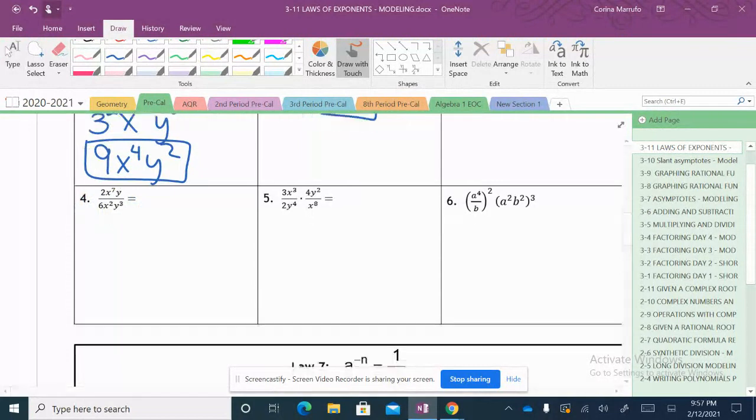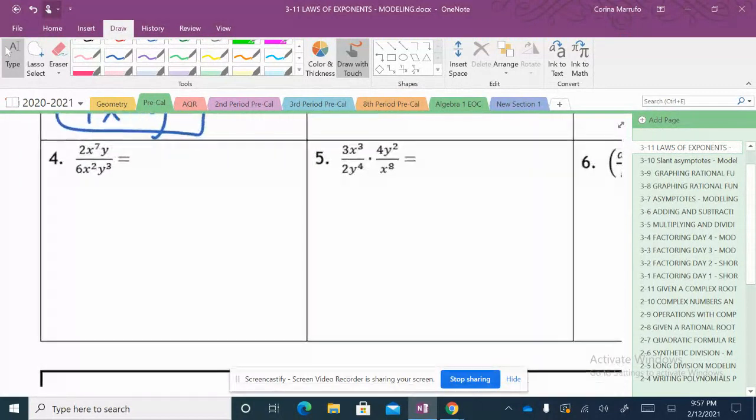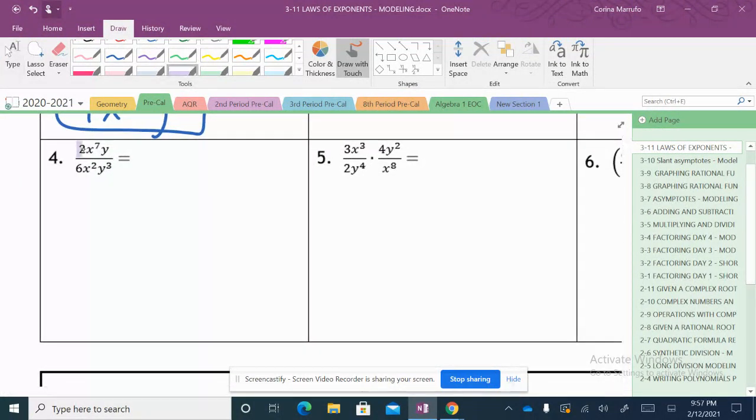All right, the next one, here we're going to start off by looking at the coefficients. So my coefficients are 2 and 6. Now we can't take 2 and divide it by 6 and get a whole number, but what we can do is simplify it. So it gives us 1/3 when we simplify. Then we look at the x's. So here I have x to the 7th power and x squared. So what we got to do is subtract the exponent. So 7 minus 2 gives us 5. That is going to go on the top.